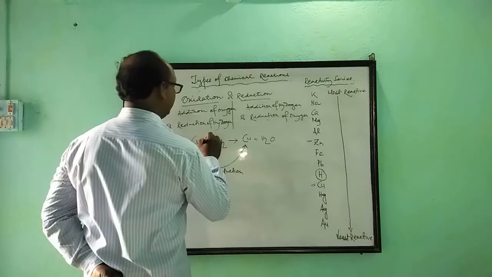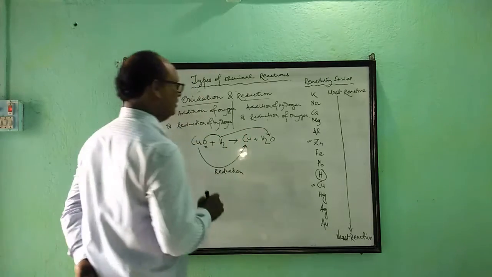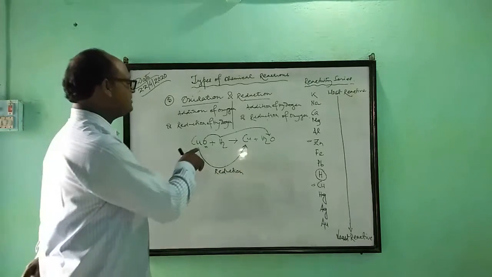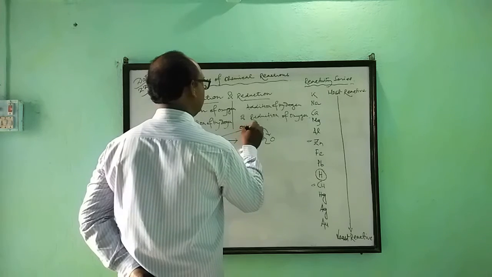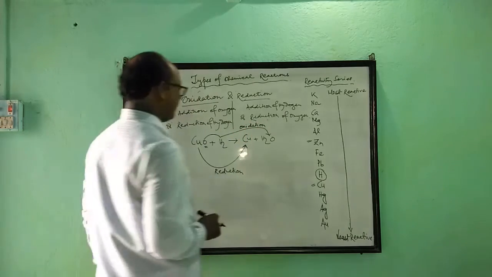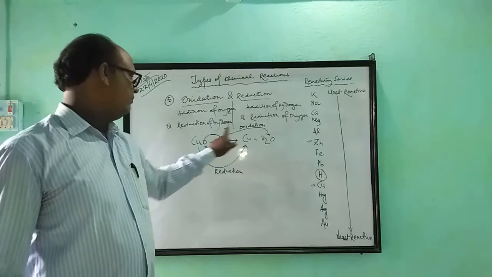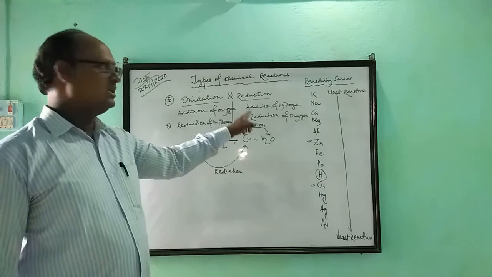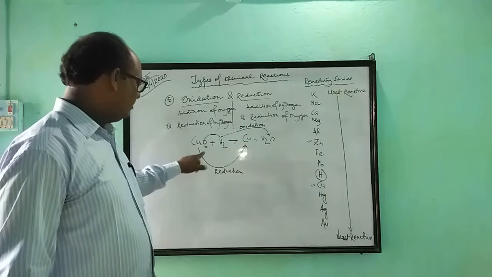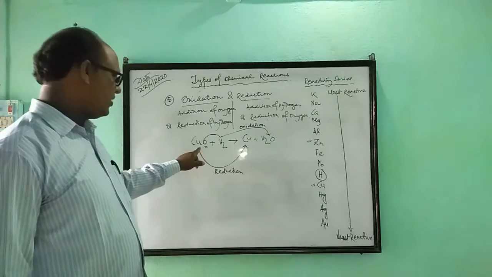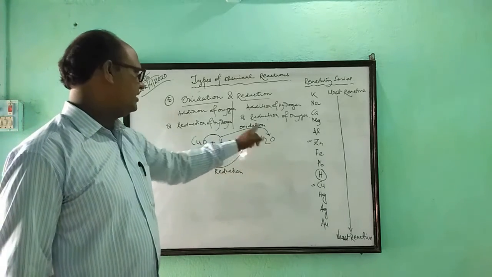But when oxygen and hydrogen combine together and make H2O or water, that means addition of oxygen with hydrogen is called oxidation. That means addition of oxygen. And when oxygen is removed from CuO or copper oxide, this is reduction. From here to here is reduction, and here to here is oxidation.